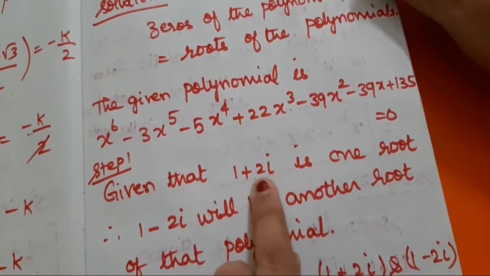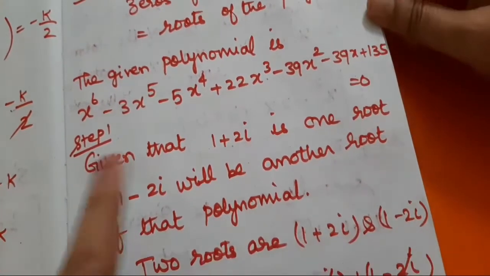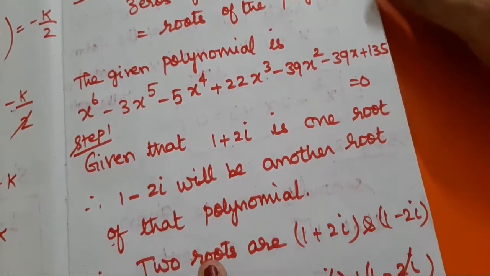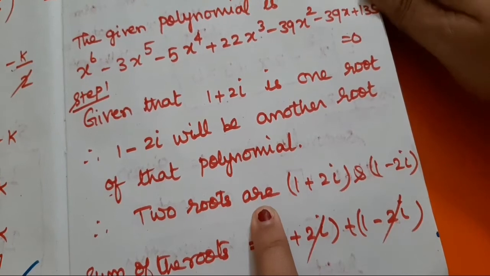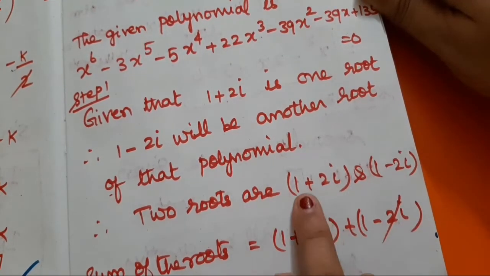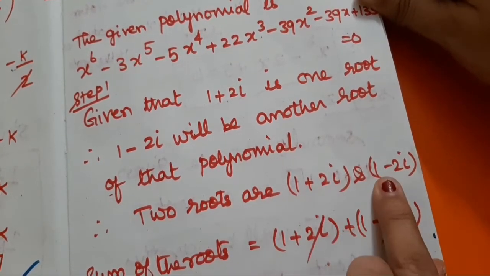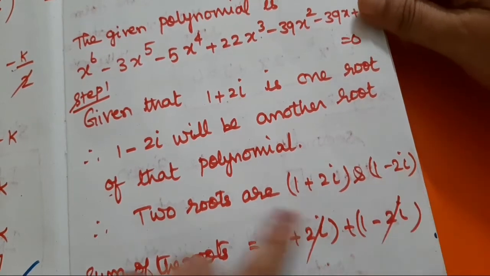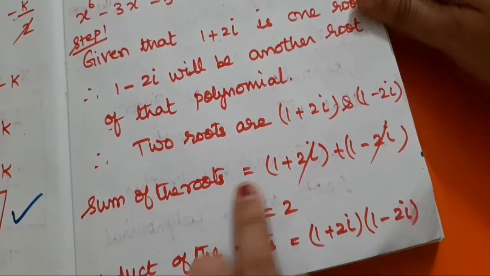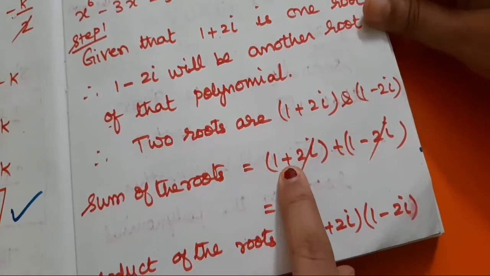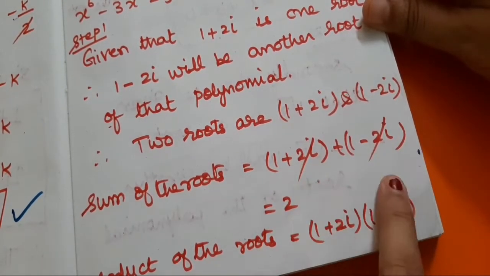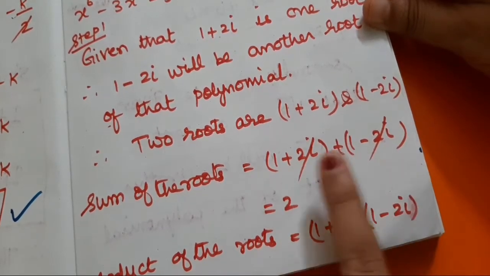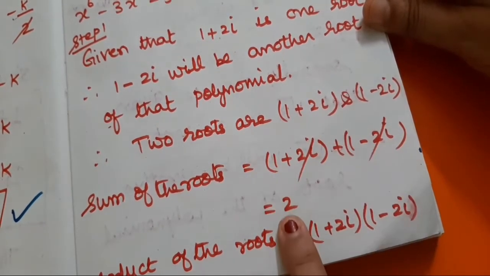We are given that 1 plus 2i is one of the roots and 1 minus 2i will be the other root of the polynomial. So, the two roots we found out. 1 plus 2i is the first root and 1 minus 2i is the second root. Now, what is the sum of the roots? Sum of the roots means we have to add the first root and second root. If you add these two roots, the plus 2i and minus 2i will be cancelled. 1 plus 1 is 2.